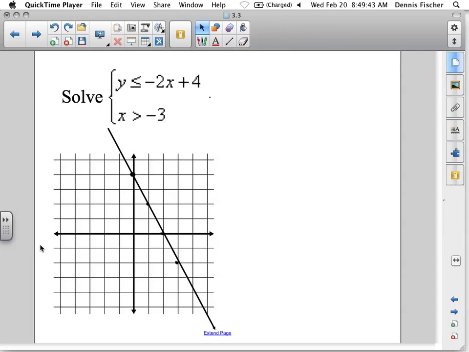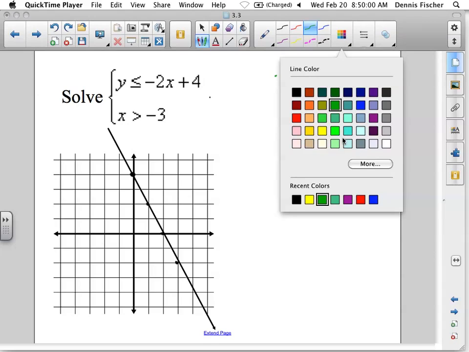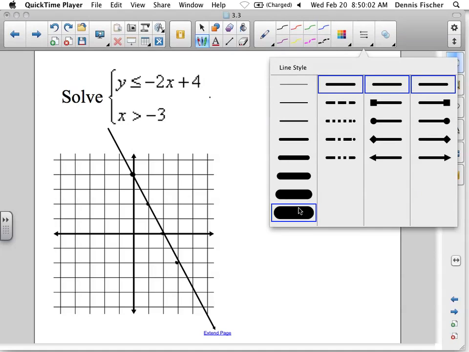Now if we're going to shade this graph, what point would be an easy point to plug in? (0, 0). I like that (0, 0) point. 0 is less than 4. True. So we're going to shade where (0, 0) is, right? So I'm going to shade this side.